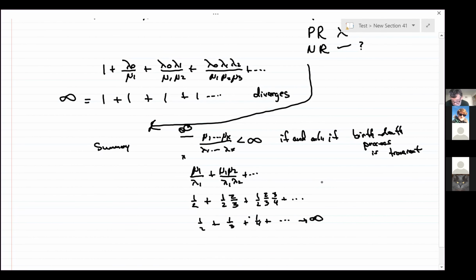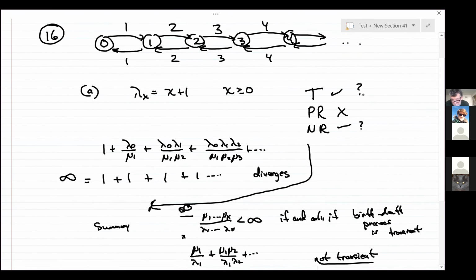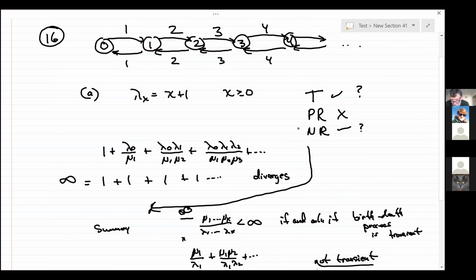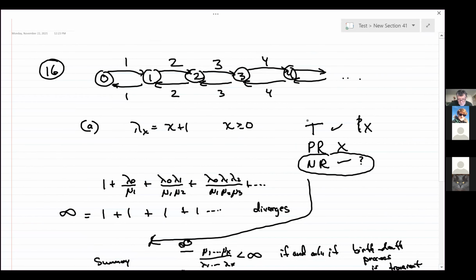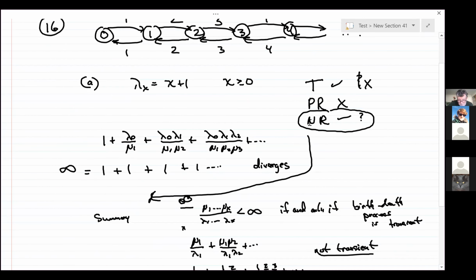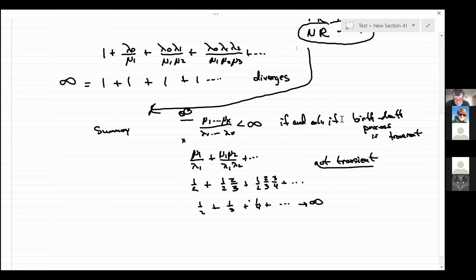So it's not transient. But we already agreed it was not positive recurrent. So it's not this, and it's not this. What's left is this. So this is an example of a null recurrent birth-death process. And the thing that we didn't have before was this.